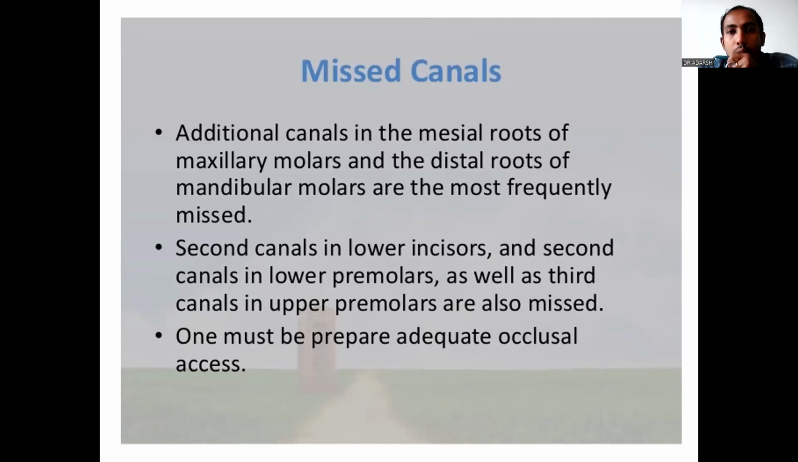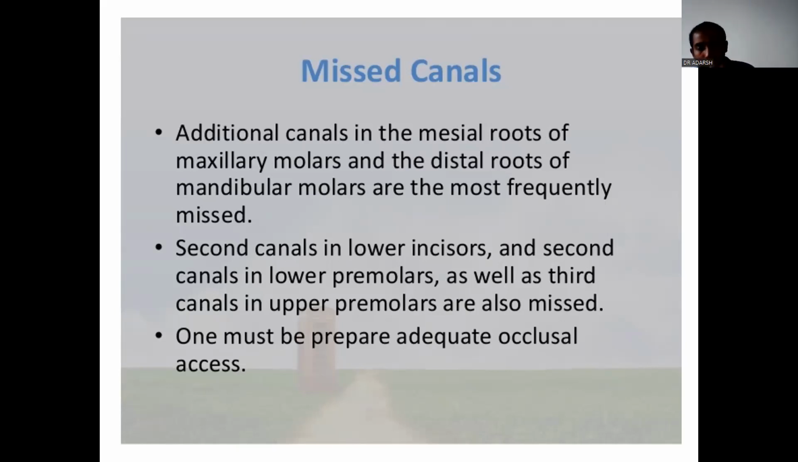The second most important common error is a missed canal. As you all know, if the access cavity is inadequate, if the access extension is improper, then you may tend to miss the canal. Additional canals in the mesial root of the maxillary molars, for example MB2, and the distal roots of the mandibular molars are the most frequently missed.